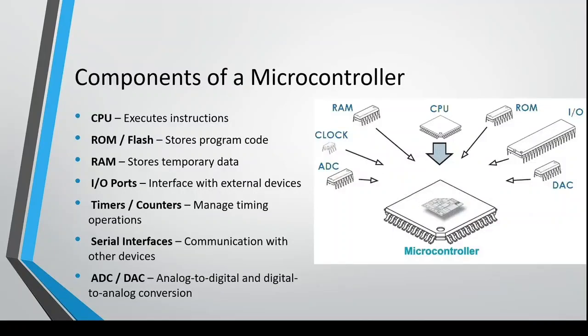Components of a microcontroller. A microcontroller includes a CPU for processing, flash memory to store the program, RAM for temporary data, input-output ports to connect external devices, timers for time-based operation, and communication modules.